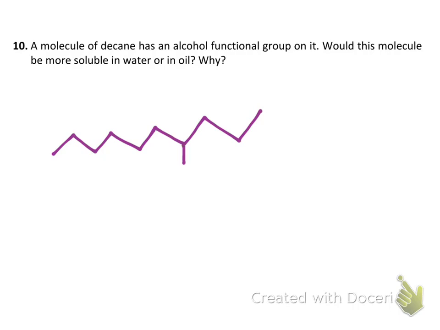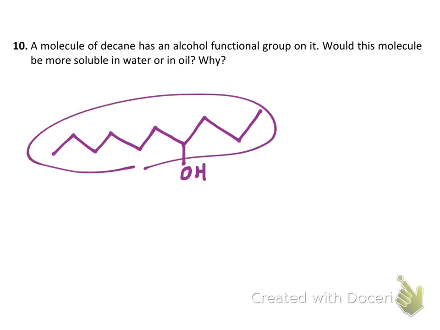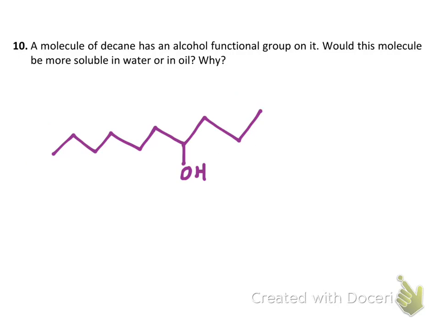It doesn't matter where I put the OH, because when push comes to shove, is this more hydrocarbon character or more polar character? Well, look at this massive hydrocarbon here. It's hydrocarbon city. That one OH isn't going to make it very soluble in water. So this one's going to be more soluble in oil because it consists mostly of carbon and hydrogen, and there are very few electronegative atoms to create polarized bonds.